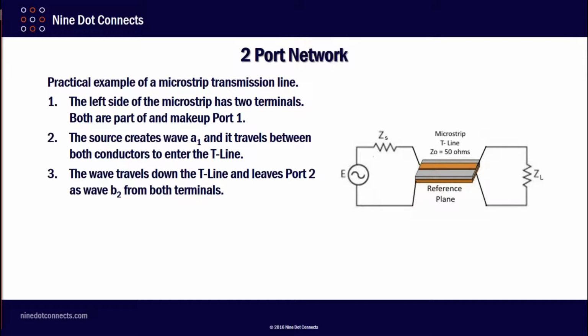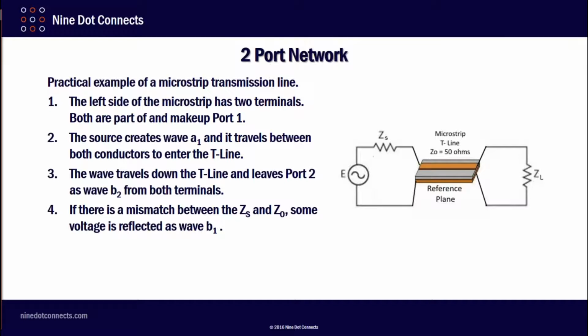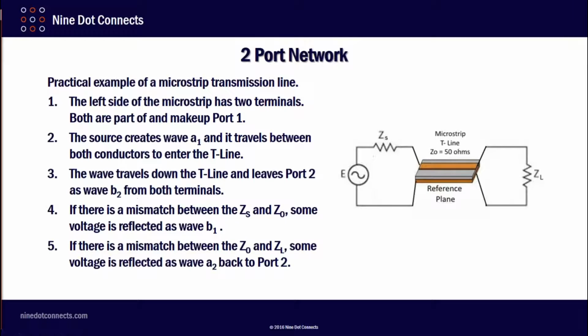The wave travels down the transmission line and leaves port 2 as a wave B2 from both terminals. If there's a mismatch between the impedance of the source and the impedance of the transmission line, then some voltage is reflected back at B1. So in other words, if this transmission line edge here, port 1, is not the same as this internal impedance of my source, there's energy reflected back. If there's a mismatch between my transmission line and the load, the same thing happens. The load is going to reflect back wave A2 back to port 2.